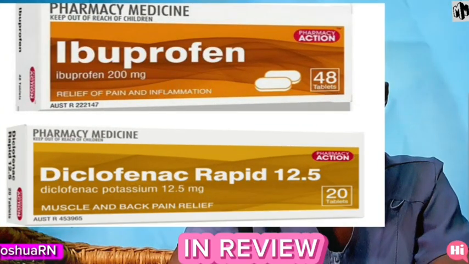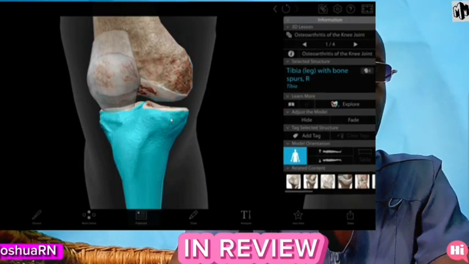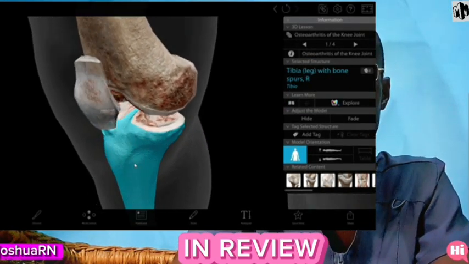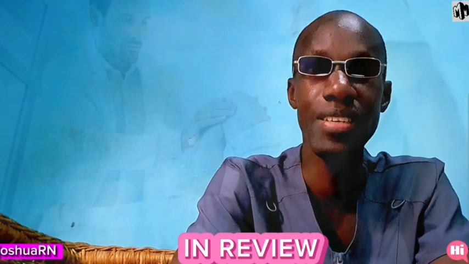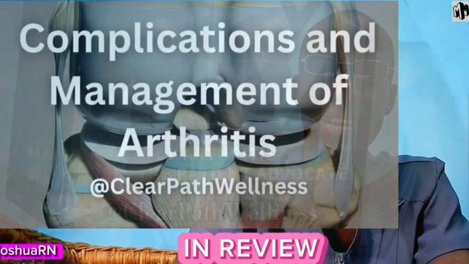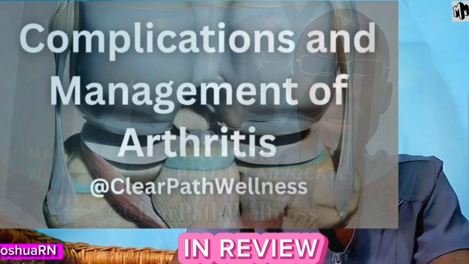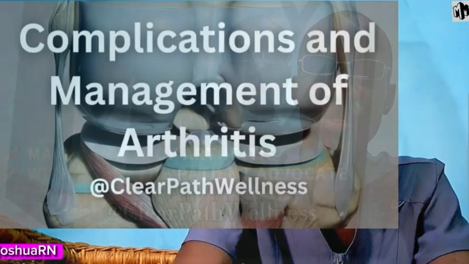So in review, the treatment of arthritis generally focuses on reducing symptoms and improving joint function through a combination of drugs, physical activity, and in advanced cases, surgery can be done to repair the joint or to replace the joint. So in context, that is the review for the management of arthritis and what to expect in relation to complications of arthritis that our patients do incur in the context of Kenya's healthcare system.